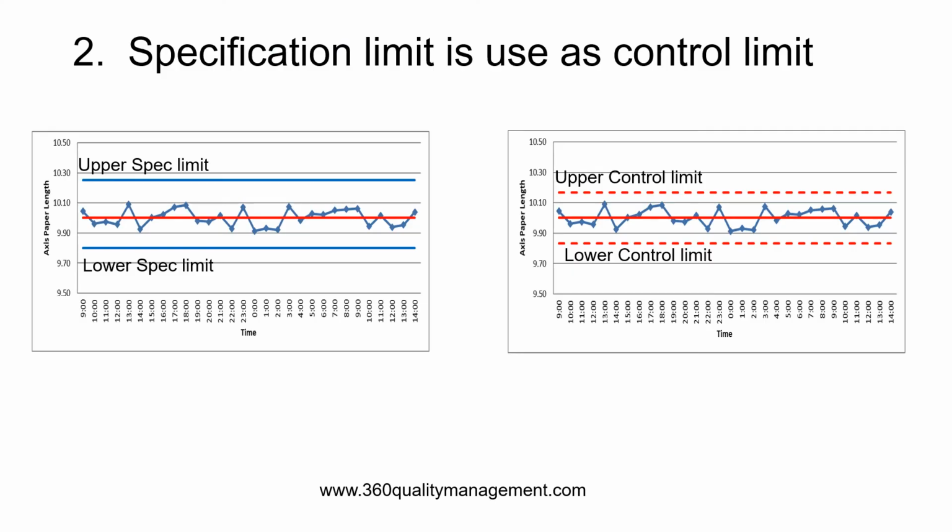Mistake number 2 is that many manufacturers do not calculate the control limit, which is the voice of the process, and only use specification limits to monitor the process. Most of the time, the control limit is tighter than the specification limit. Therefore, the chart is not sensitive enough to detect any out-of-control situation.